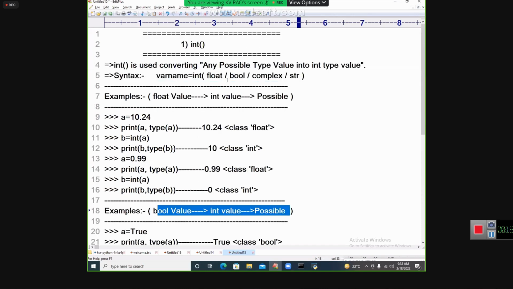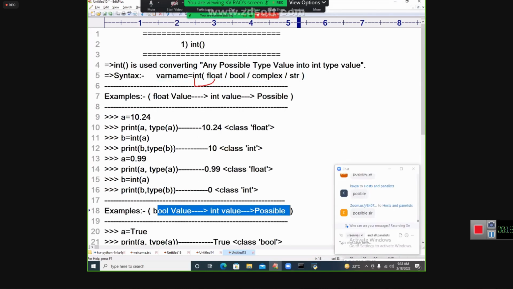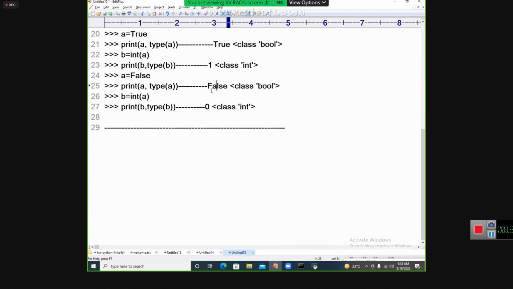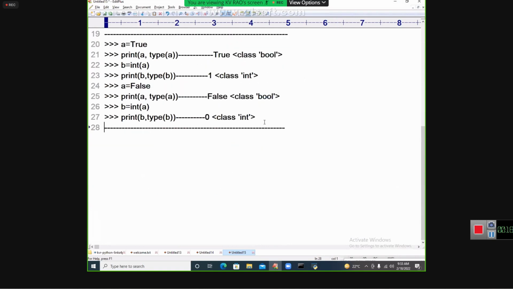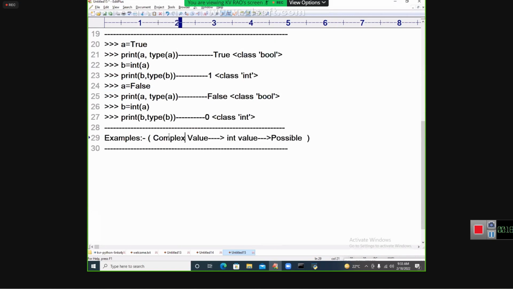So bool is over. Float to int, okay. Bool to int, okay. Now I'm talking about complex to int. Yes, my dear students, I'm going to talk about converting a complex value to int.